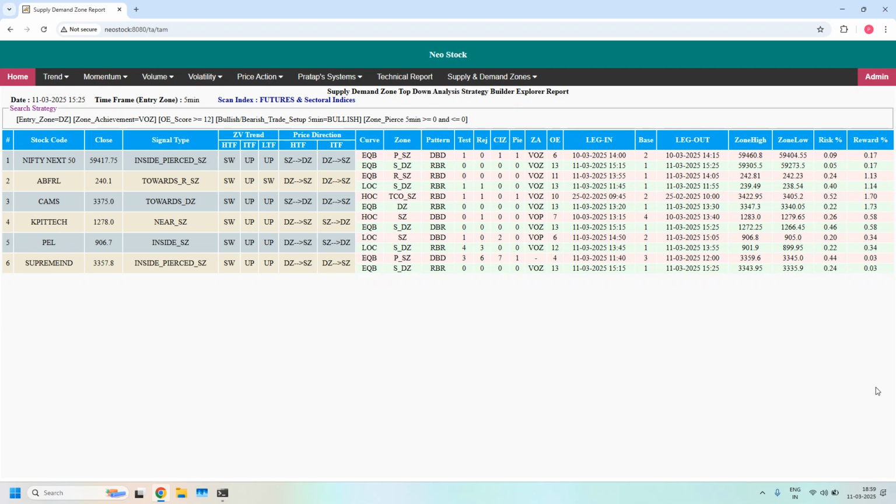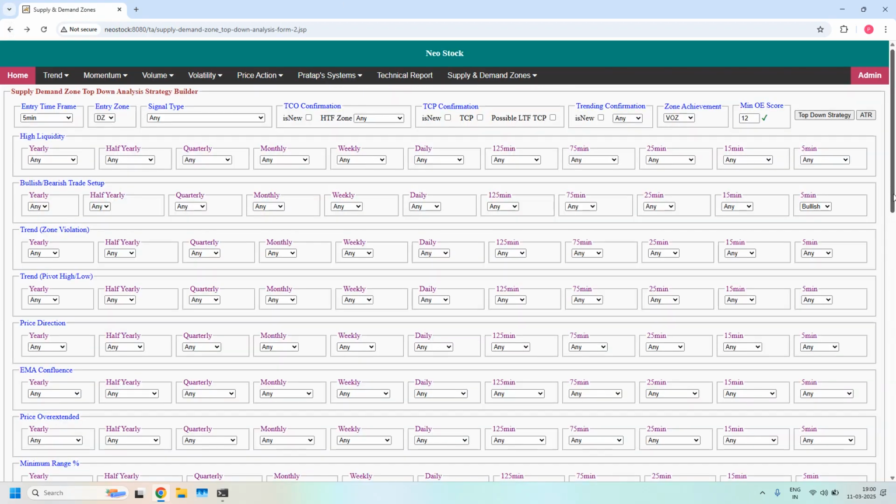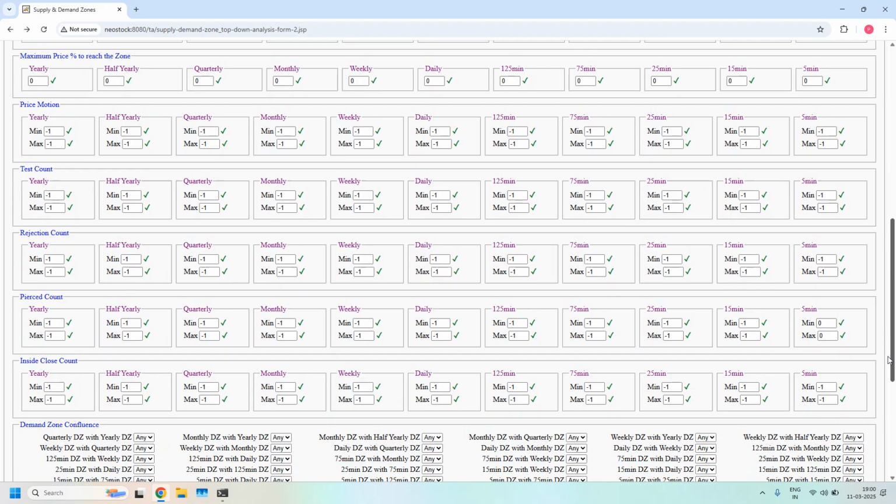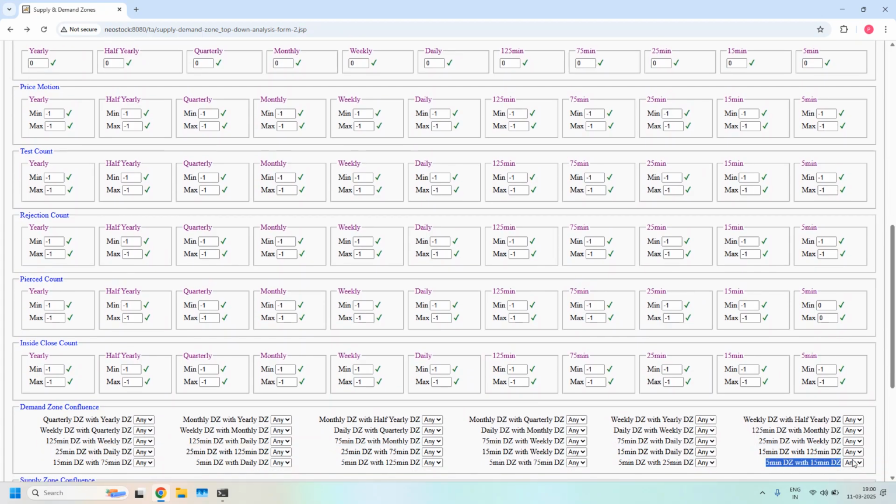These 6 stocks are currently supporting bullish trade setup for hourly income trade, and entry time frame zones are 5 minutes demand zones. All these 5 minutes demand zones are the entry time frame demand zones. Out of these 6, how many are having ITF confluence? Let us verify. That is 5 minutes demand zones with 15 minutes demand zone confluence. I am enabling the filter.